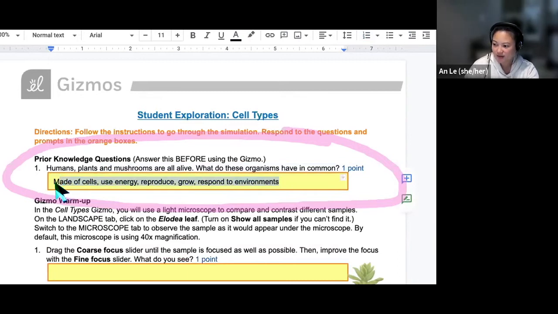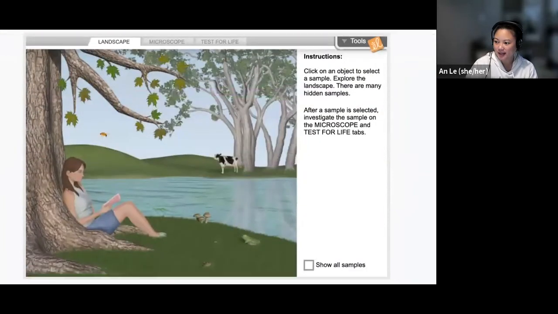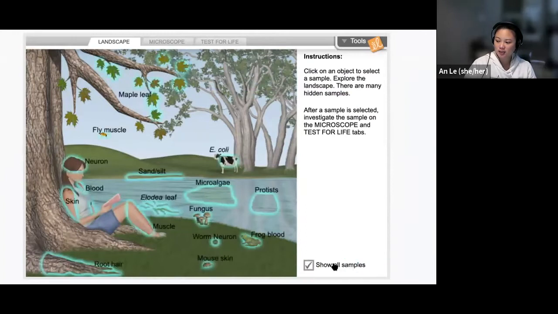So let's check it out. We have a microscope lab today, so I'm going to go ahead and pull that up. When you open the gizmo, it has something called the landscape. If you hover your mouse over the landscape, it glows yellow. But I want you to click on show all samples. You want to click on this checkbox so that it's easy to find things that you need to explore.